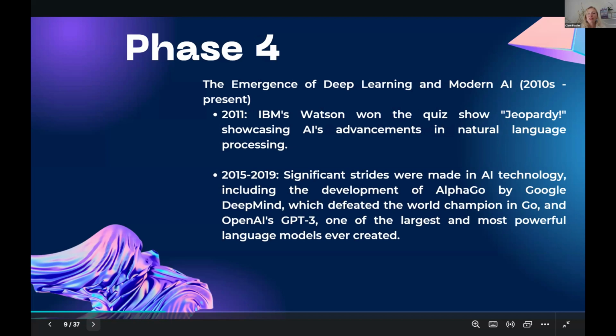So now companies are saying, oh, okay, there's some potential here. 2015 through 2019, we're seeing a lot of strides in AI. Google developed AlphaGo, and then it created ChatGPT, right? GPT-3, which we all know, which ended up becoming the largest and most powerful language model that was ever created at the time. What made this such a significant breakthrough was that this was released to all of us. It was released for free, and it was just decided that this should be something that should benefit people.